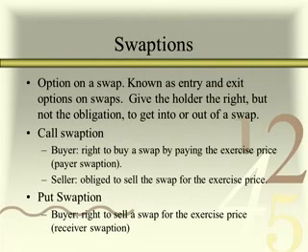A call swaption, the buyer has the right to buy a swap by paying the exercise price. It's called a payer swaption. The seller is obliged to sell the swap for the exercise price. So remember, again, only the buyer has a right. The seller is obliged. Now, if the buyer chooses not to exercise, the seller just keeps the money and runs. A put swaption, the buyer has the right to sell a swap for the exercise price, and it's called a receiver swaption.